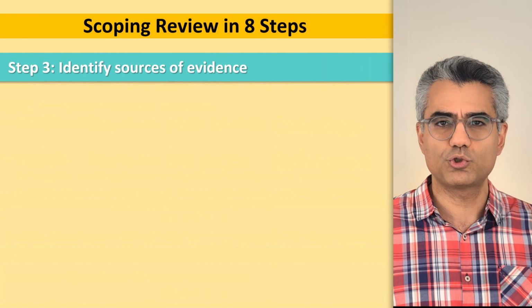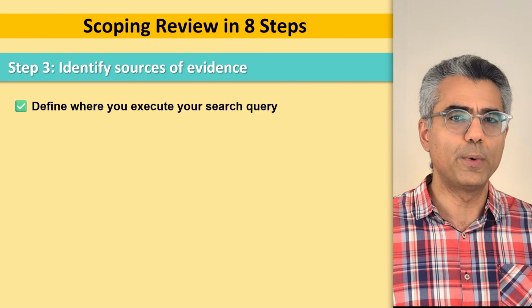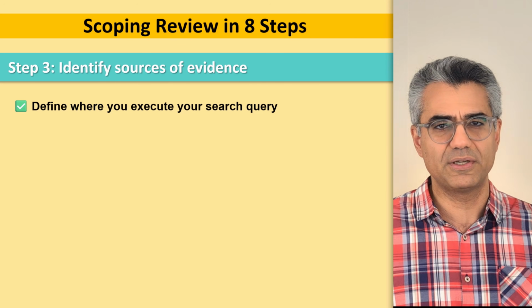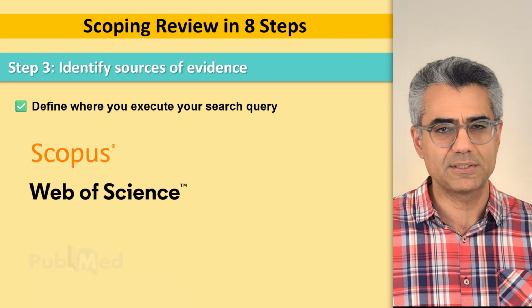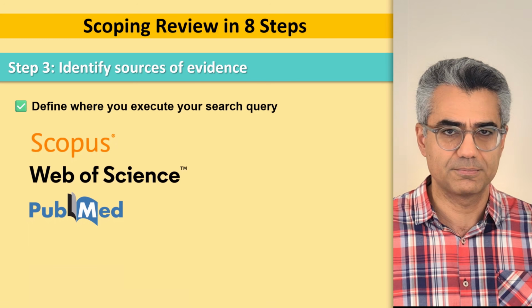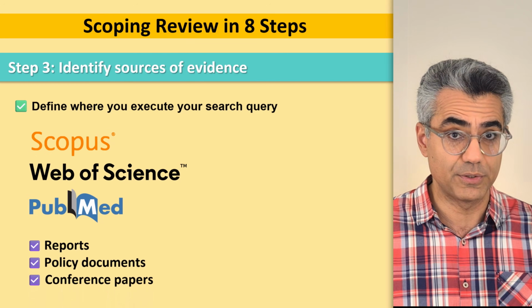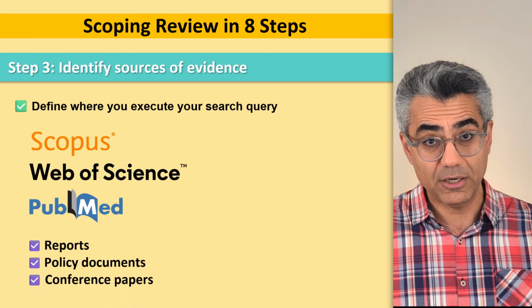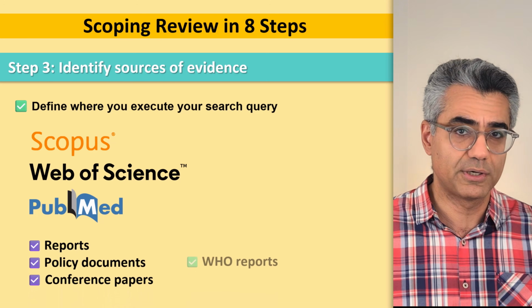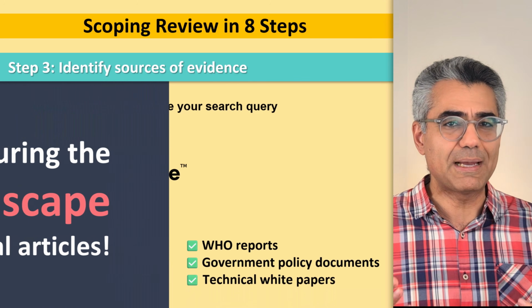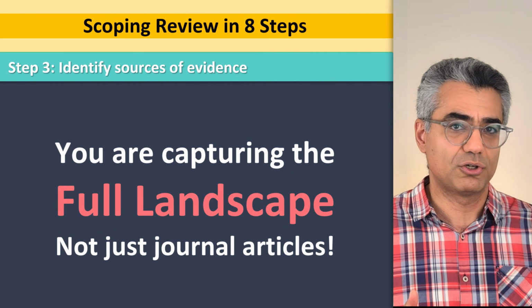Step 3. Identify sources of evidence. Now you define where you execute your search query. For example, depending on the field of your study, you may use different databases such as Scopus, Web of Science, PubMed, IEEE, or others. And if you miss important sources here, your review is incomplete, no matter how well you write it. In scoping reviews, you can also include reports, policy documents, and conference papers. For example, in a scoping review on our topic of AI in healthcare, you might include WHO reports, government policy documents, and even technical white papers too. This is because you are capturing the full landscape, not just journal articles.